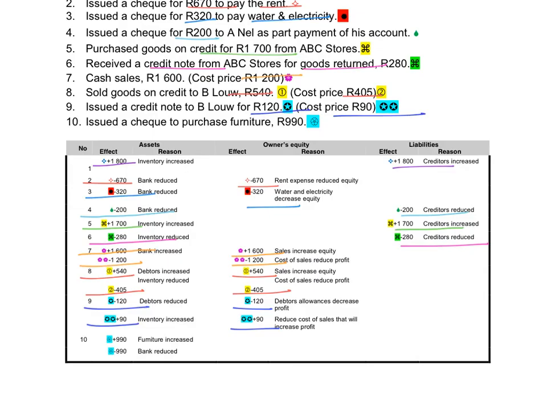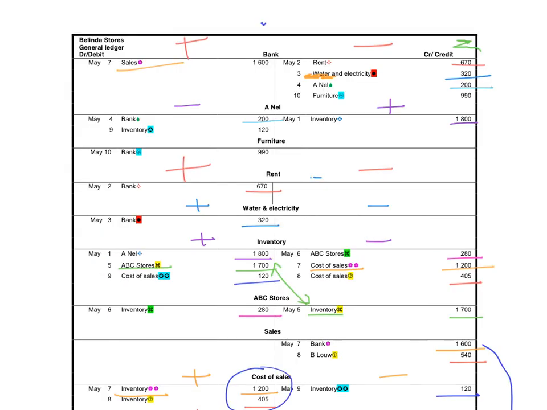Issued a check to pay for furniture, 990. Furniture increases, so my asset increases. We take the money out of the bank, so my assets decrease. So what did we do here? We change one asset into another asset. The bank is credited with the 990, and the furniture account, that is an asset, will increase on the debit side because assets increase on the debit side.